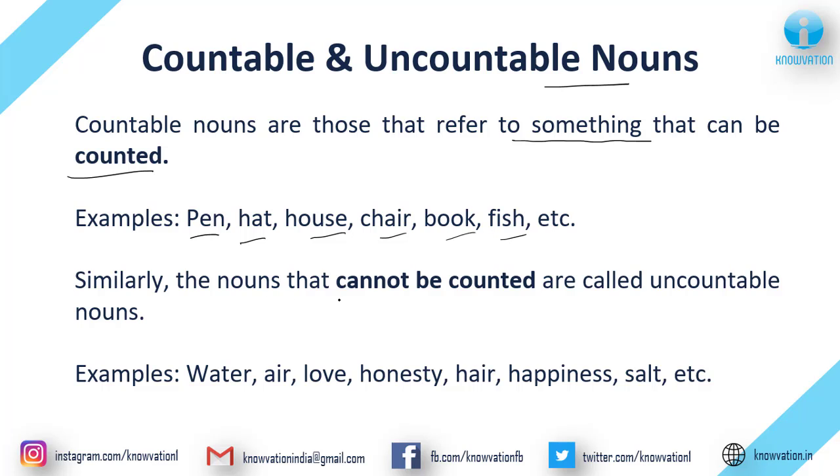Similarly, those nouns which cannot be counted are called simply uncountable nouns. For example, water. Can you count it? No. You can measure it. Okay, you can measure it in terms of some unit, maybe in terms of liters, but you cannot count it. And air, of course, you cannot count it. Love is a feeling, you cannot count it. Honesty is a quality, which you cannot count. Hair is uncountable. Happiness, salt, etc. These are the things which you cannot count, but they are also nouns, uncountable nouns. चलिए friends, आगे बढ़ते हैं.